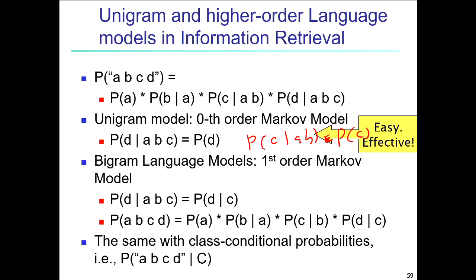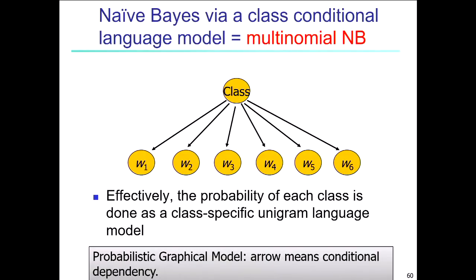And the same holds with class conditional probabilities. Like if we want to compute the probability of A, B, C, D given C, if we use the unigram model, it would be probability of A given C multiply probability of B given C. This is the big C for the class, and the small c given C, and the D given C.